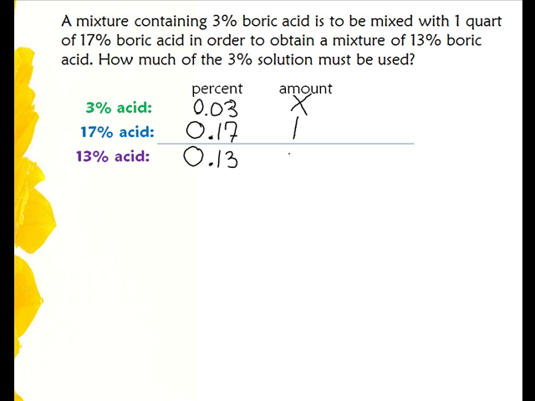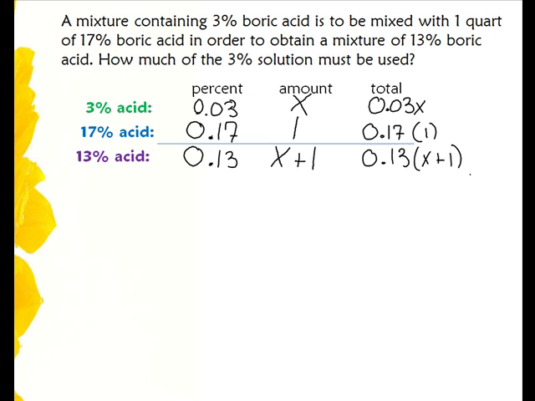Now we want a total mixture of 13% acid. So how much do we have of the 13% acid? Well, it's however many quarts of the 3% plus the 1 quart of the 17%. To figure out our total, we multiply straight across. So we take 0.03 times x, which is 0.03x. Then we take 0.17 times 1, remember that's the 1 quart they tell us we have, to get our final mixture of 0.13 times x plus 1. It's x plus 1 because we don't know exactly what the total is going to be, how many quarts we're going to have.